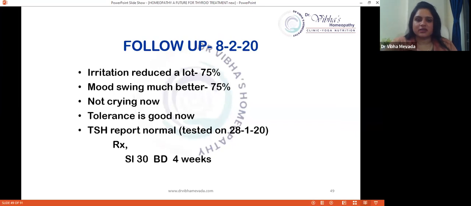And in the next follow-up, what we got is mood swings better by 75%, irritation reduced by 75%. She said, I can tolerate things better now, meaning I'm not getting affected by things so easily now. Right? And the TSH report I showed you before, in January she had already done the TSH report, and it came normal. Because the report already came normal and she is improving a lot, I still didn't repeat any dose and put the patient on SL for the next 4 weeks again.